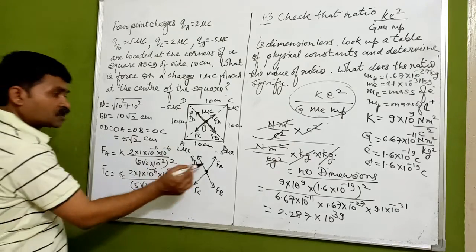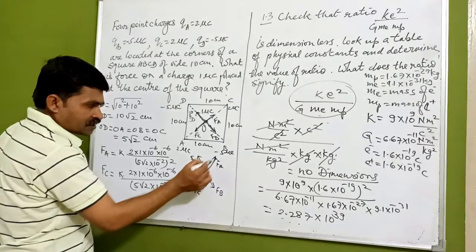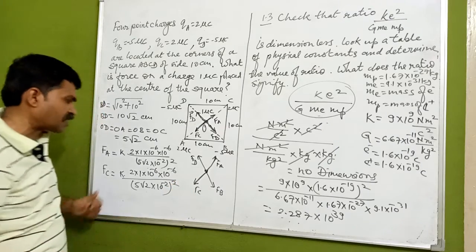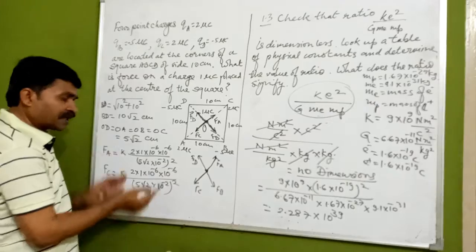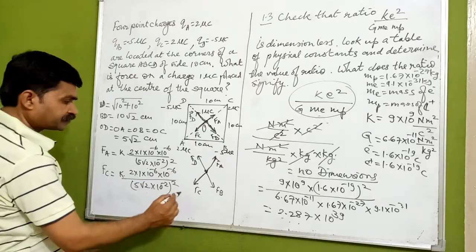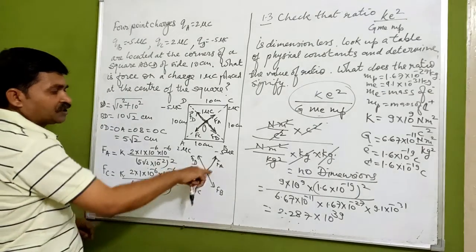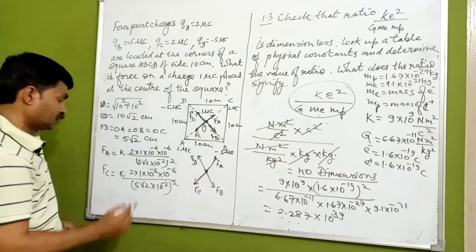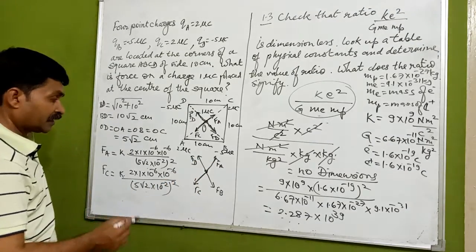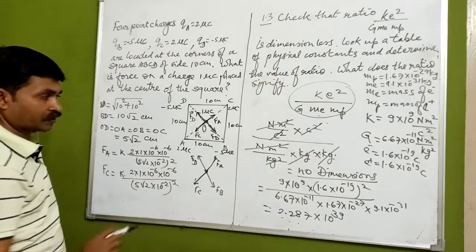Now see here, these two forces, one is acting in this direction and the other in this direction. Both are in opposite directions with equal magnitude, which means they cancel each other. The resultant of these two forces is going to be 0. So we can say FA plus FC is going to be 0.